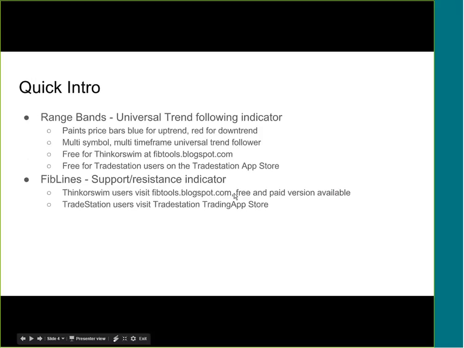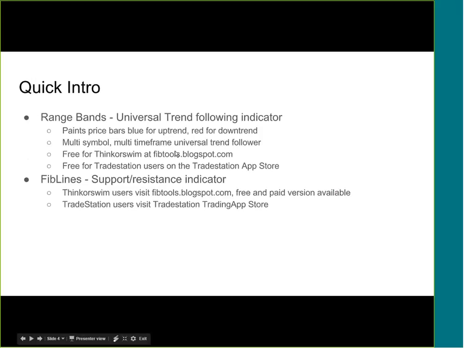So I have two basic products. One is called Range Bands, which is a universal trend following indicator. It's available for Thinkorswim or TradeStation. You can get that for free in the TradeStation Trading App Store, or for free for Thinkorswim, and I'll show you where you can get that at the end of the video.